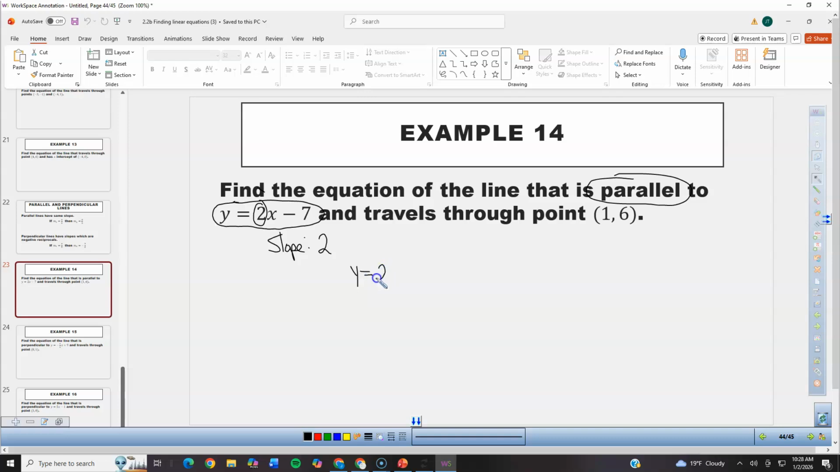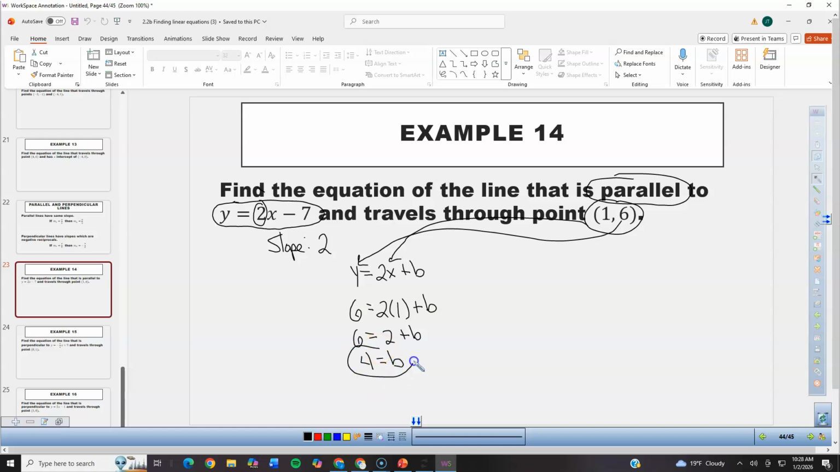So then I'm going to do my y equals my slope times x plus b, and I'm going to plug in the point they want me to. So I plug in the 6, I plug in the 1. So 6 equals 2 plus b, so 4 equals b. So I have a b, I have an m. That's it. That's all there is to it. It looks worse than it actually is. Okay? Like me.